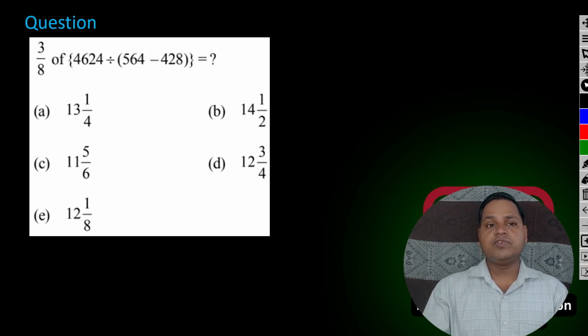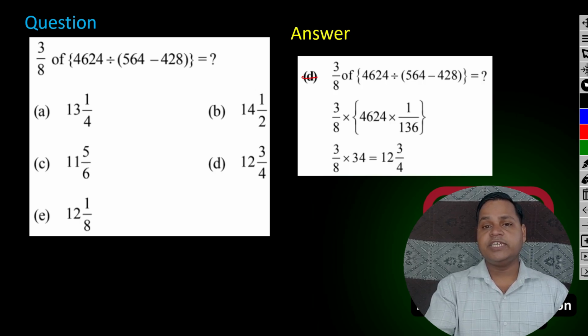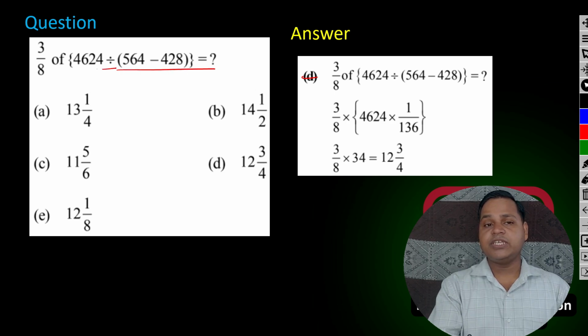Now we see the next question, which is given: 3 by 2 of curly bracket start, 46 into 4 divided by, opening the small bracket, 564 minus 4 into 8, closing the small bracket and closing the curly bracket, is equal to question mark. So here we find the correct option according to this question. If we see the answer of this question, option D is the correct one. And we see the explanation of the question, because here we see this is the bracket, and here is a division operation, and it is also like a multiplication operation.